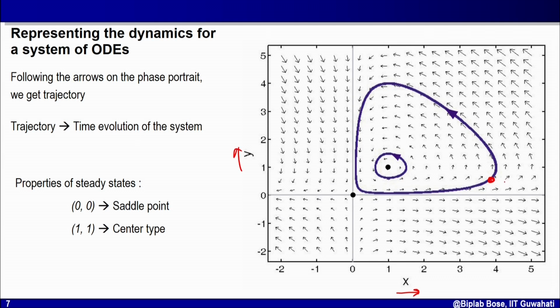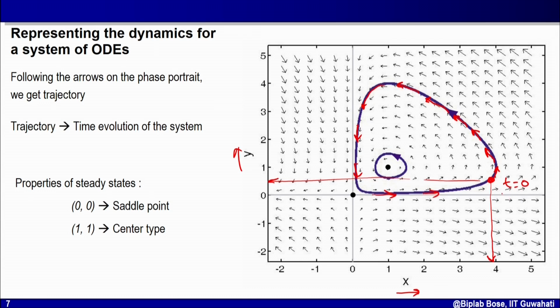Suppose I start at this position. This is the initial t equal to 0 position. So the value of x at that point is near 4, and the value of y at this point is just around 0.5 or something. The arrows are telling me that as time progresses, the x and y values will change along these arrows. Just like the direction field, I can connect the arrows one after another and get the trajectory, that is the geometric representation of the time evolution of both the variables in this phase plane.